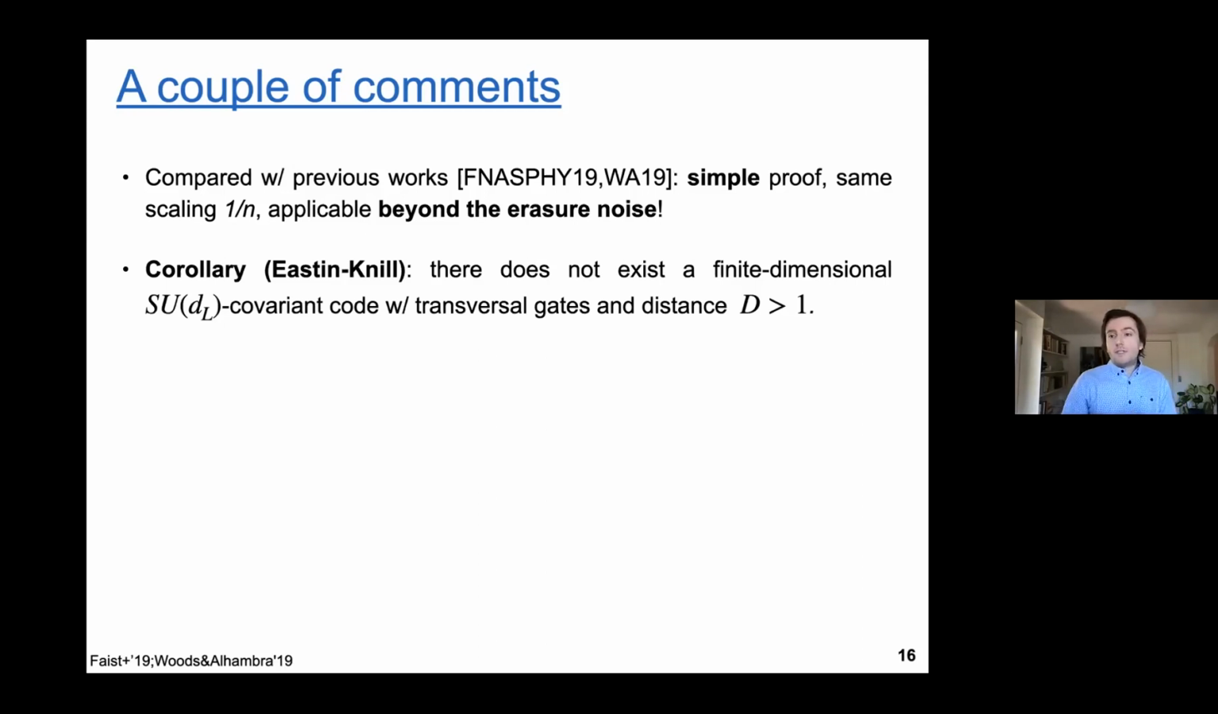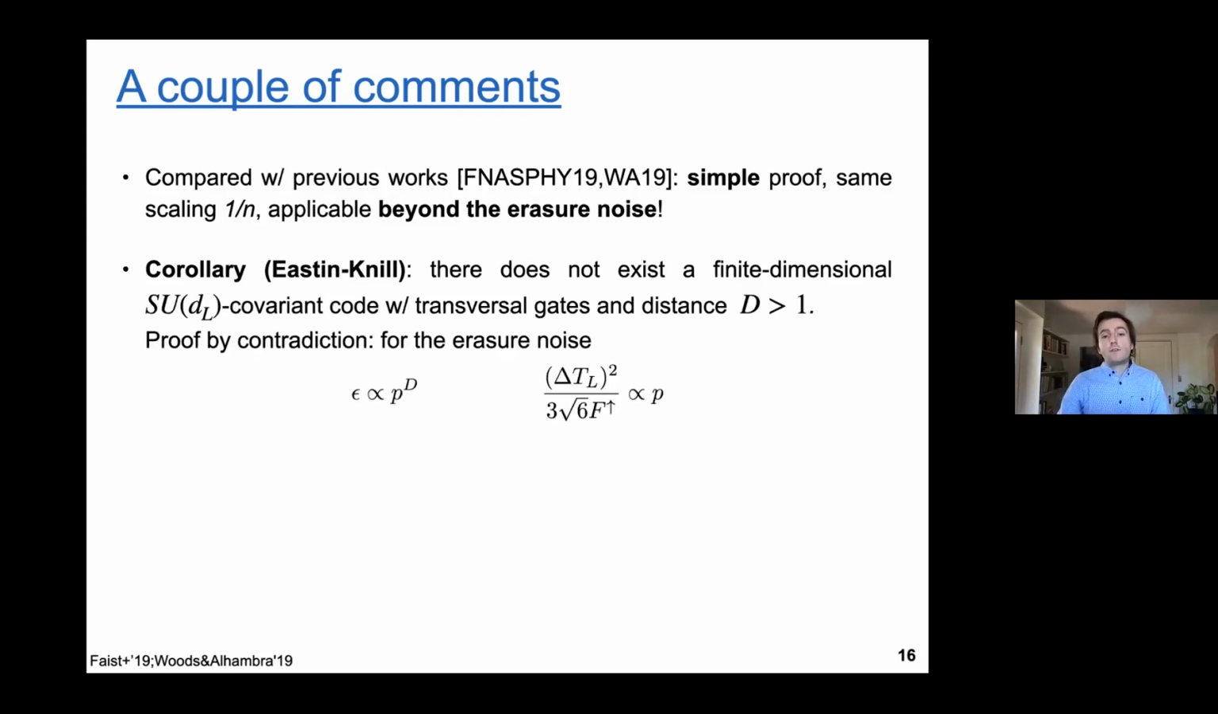And the proof of it is basically a one-liner. Let's consider the erasure noise, and then we know that if the code has distance d, then epsilon would scale as p to the d. On the other hand, from quantum metrological considerations, we know that the quantity written on the right-hand side would scale as p. So for sufficiently small p, the left-hand side would be smaller than the right-hand side, but this would violate our theorem. So basically, this is a proof by contradiction, which establishes the standard Eastin-Knill theorem.